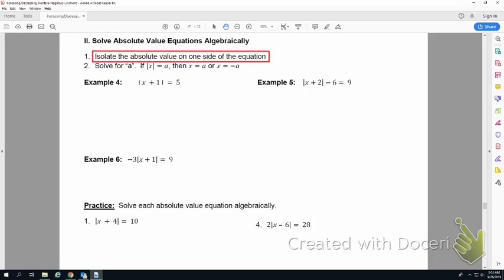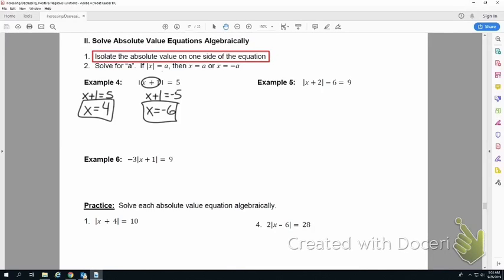So I need to know that, because what I'm going to do after I've got the absolute value by itself, which on the first one it's already there, I am going to set whatever is inside the absolute value bar equal to 5, and I'm going to set it equal to negative 5, and that's going to give me those two solutions. Hopefully everybody can subtract 1. I don't think this process is too difficult.